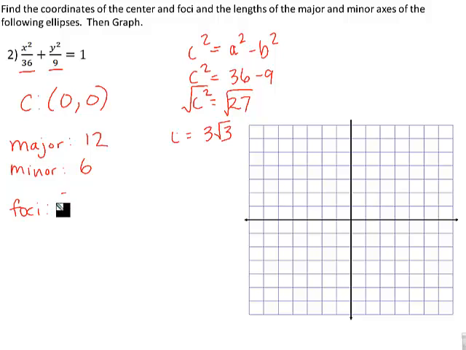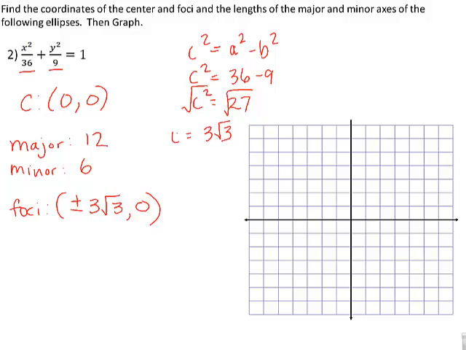So now the foci points, here we have to decide, are we stretching more in the x direction or stretching more in the y direction? How do you know that? By the variable that comes first. So the x direction, we're stretching more. The x came first, and it has the larger denominator. So since we're stretching more in the x direction, the c value gets added and subtracted to our x center here. So our x center is 0. So we don't need to write 0 plus or minus. We can just do plus or minus 3 root 3 and then 0.